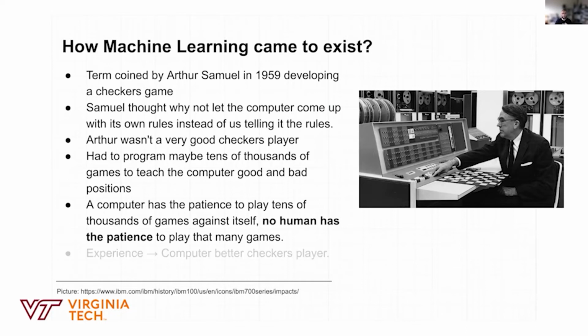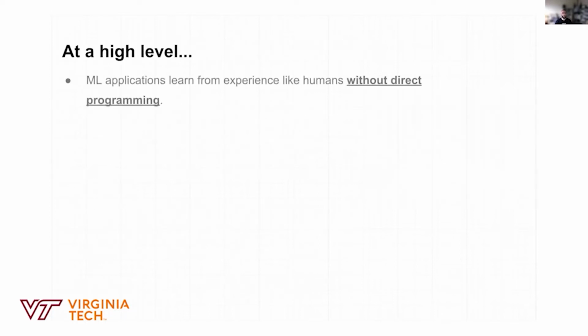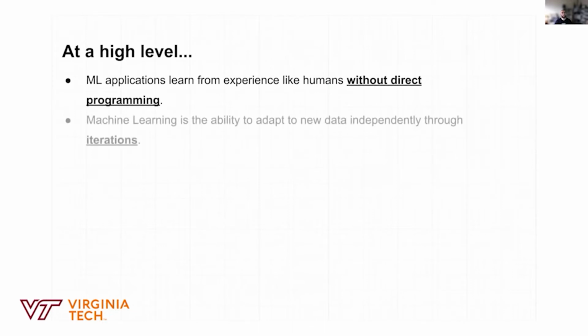So in summary, Arthur Samuel managed to get the computer to learn the checkers game by converting experience into expertise to be able to play the checkers game. So at a high level, machine learning applications learn from experience like humans learn, without direct programming. And we have explained what programming is. Machine learning is the ability to adapt to new data independently through iterations.